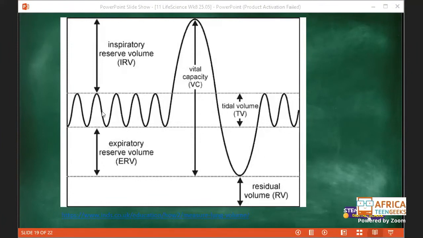All right, and it is indicated there. Okay, so advanced spirometers can give you an indication of your inspiratory reserve volume and your expiratory reserve volume, as well as your tidal volume. So guys, remember, this is just for enrichment purposes. Okay.